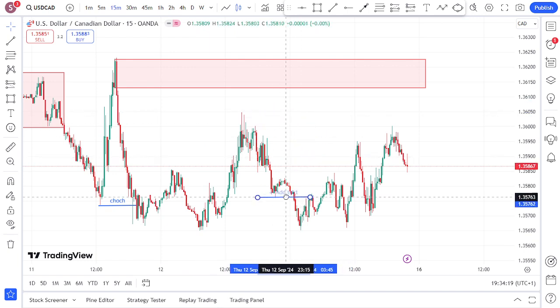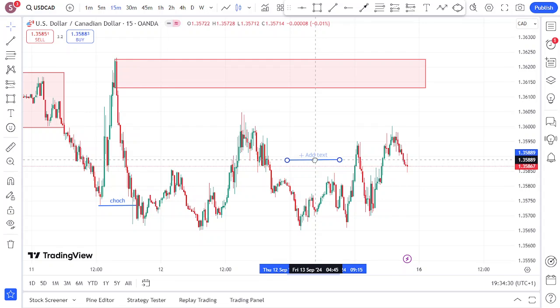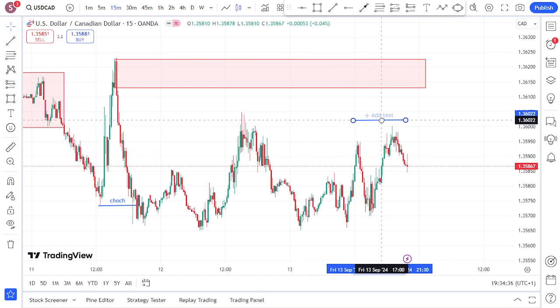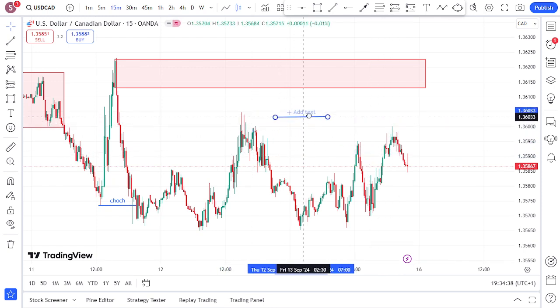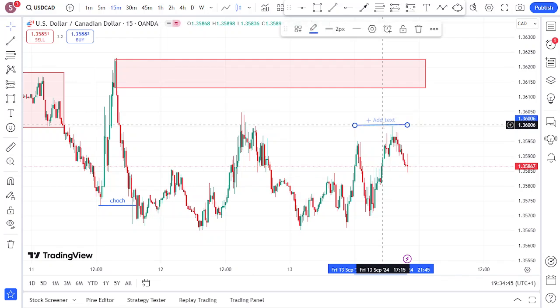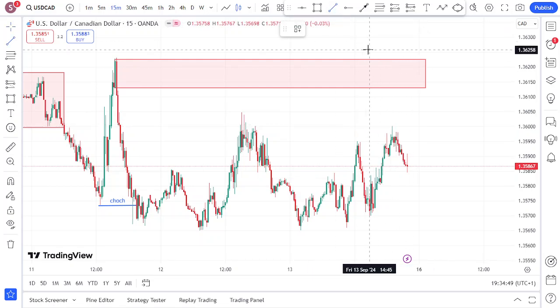So even right now, you see this break of structure. Someone enters from here, then puts his stop loss above this zone. So what the market is doing is just creating liquidity. All those impatient traders are entering this market and putting their stop loss just above these highs, not knowing that this is not really the true high to be putting your stop loss. So the stop loss has to be above this zone, this supply zone.